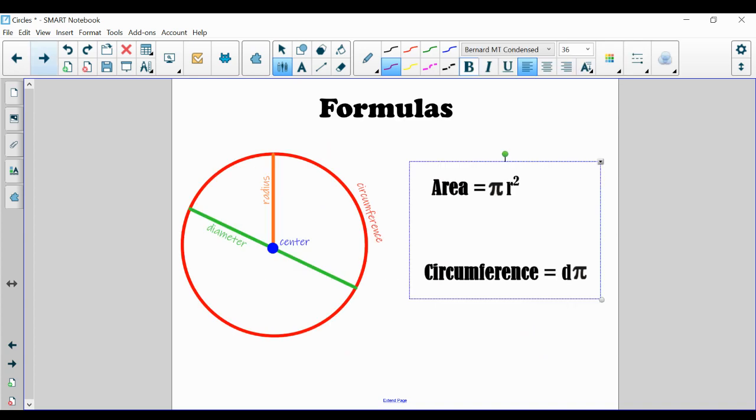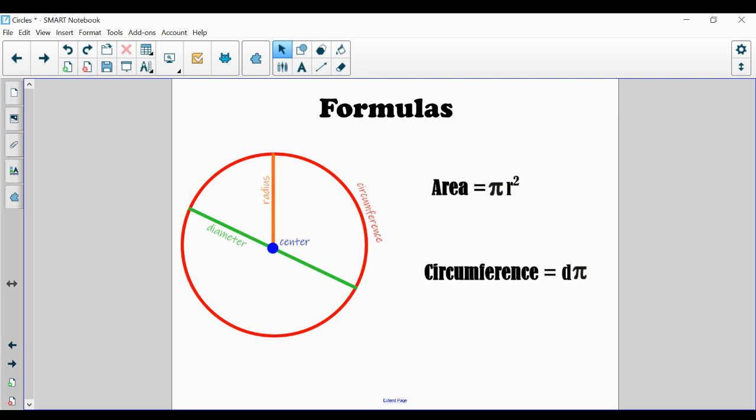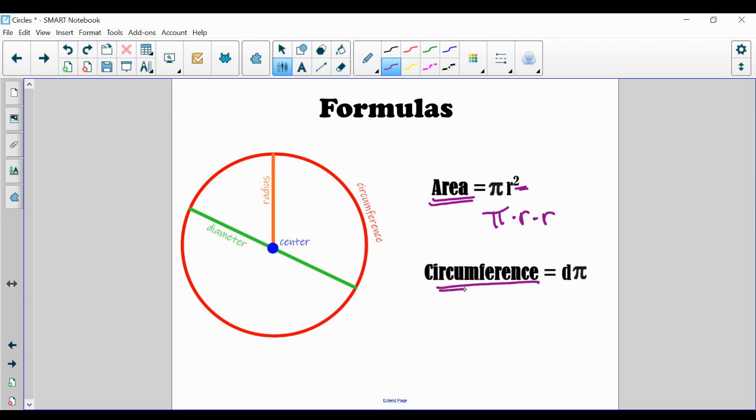All right, so the formulas related to circles. The first here is the area of a circle. The area of a circle is pi r squared. In other words, I'm going to take pi and I'm going to multiply it by the radius times the radius, right? That's what it means to be radius squared. The circumference is taking the diameter, d, and multiplying it by pi. So let's put some of these to work.